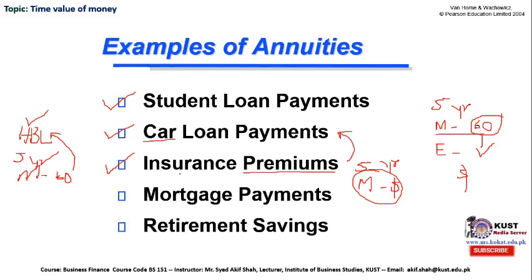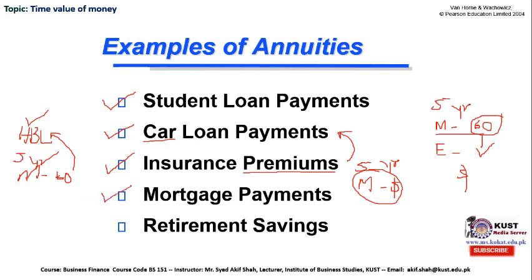However, from the insurance company's point of view, the company is receiving the annuities, therefore it will be the annuity receipts. If let's suppose the company is asking you to pay this monthly premium amount at the start of each month, then it will be considered as annuity due. However, if the insurance company is asking you to pay your monthly insurance premium at the end of each month, then it would be considered as ordinary annuity.